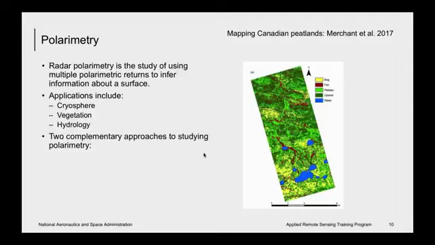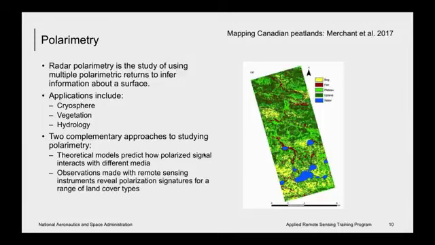And if you look into the literature, you'll find two main types of studies. Some researchers are concerned with building theoretical models. They sometimes are also called forward models that simulate the scattering of the signal over different types of surfaces. So those are more theoretical models. There are also more empirical studies that show with observations what the signal is at different land cover types. So we are looking into different polarization signatures.